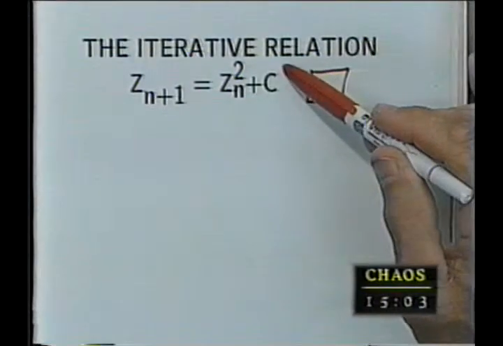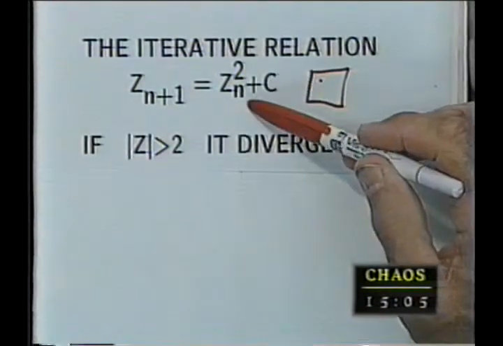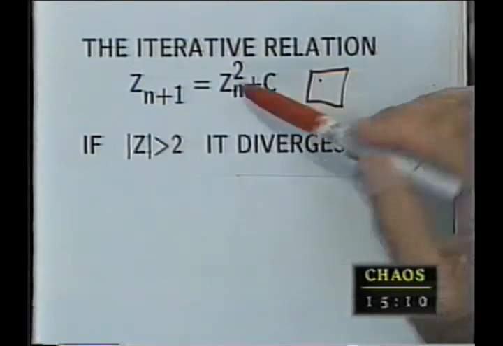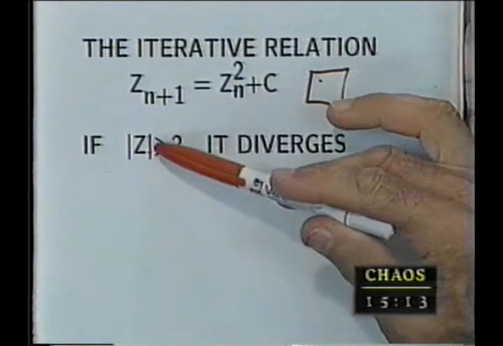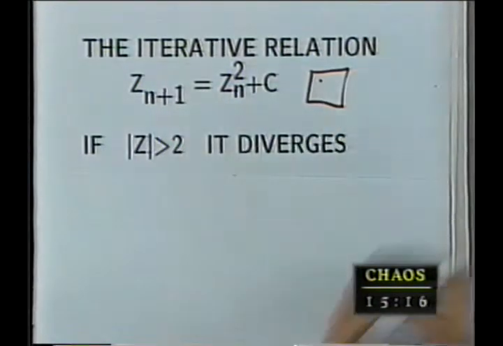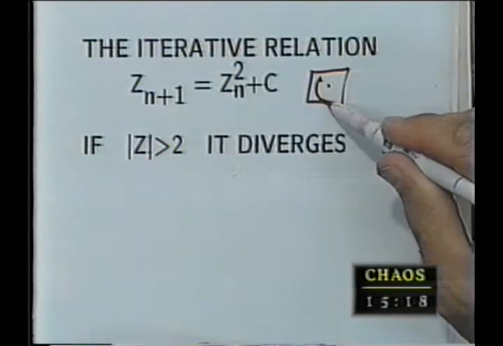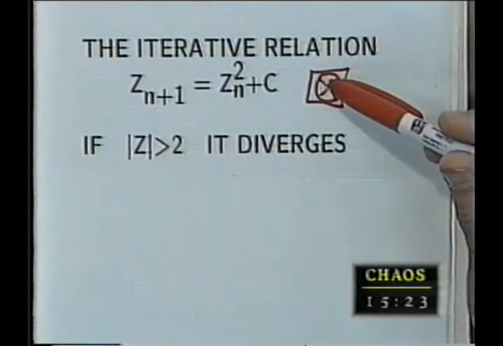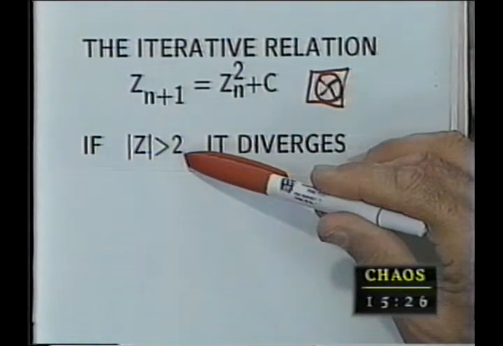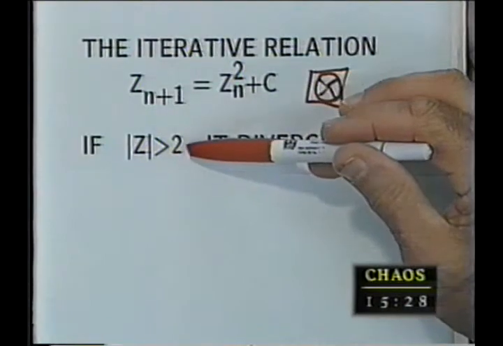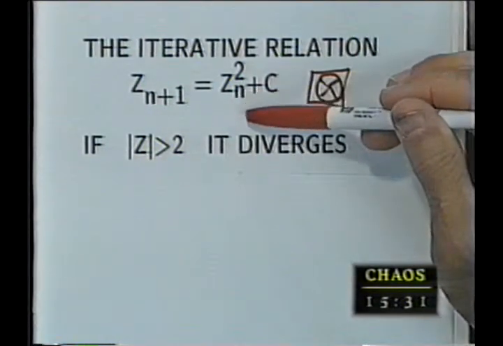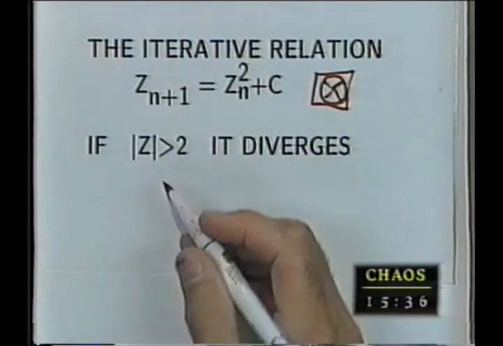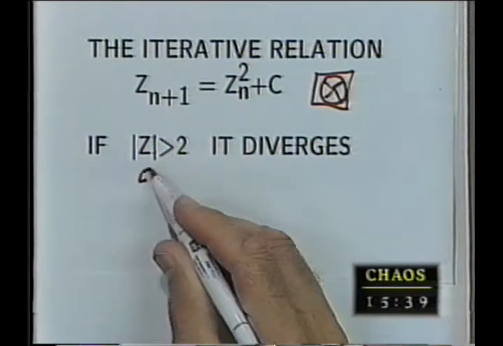All right? Now, this relationship diverges. That is, it runs off to infinity. It gets big and big and big. If the absolute value of z ever reaches 2, that means if I have a circle of size 2, anything outside that circle will, of course, be bigger than 2, and the thing will run away to infinity. So if the absolute value of z is 2 or bigger, this thing diverges. And it's interesting to know when it diverges. And in fact, what n is when it diverges is called the escape time.